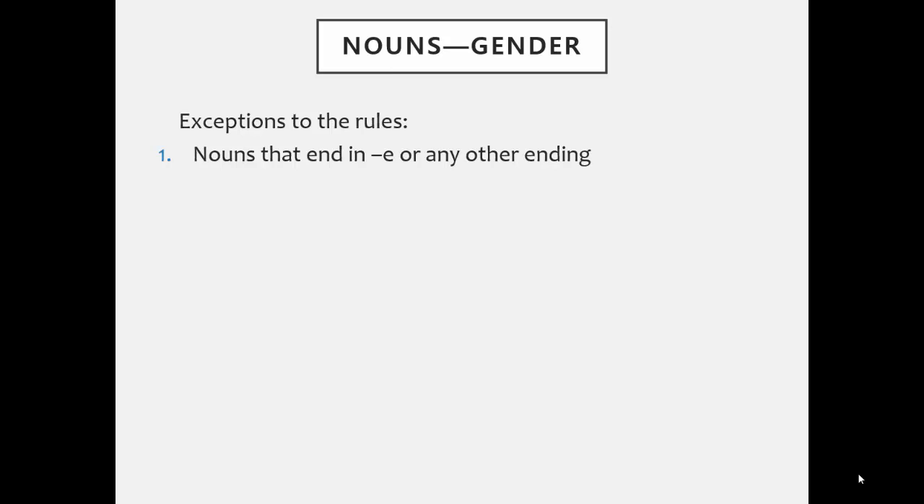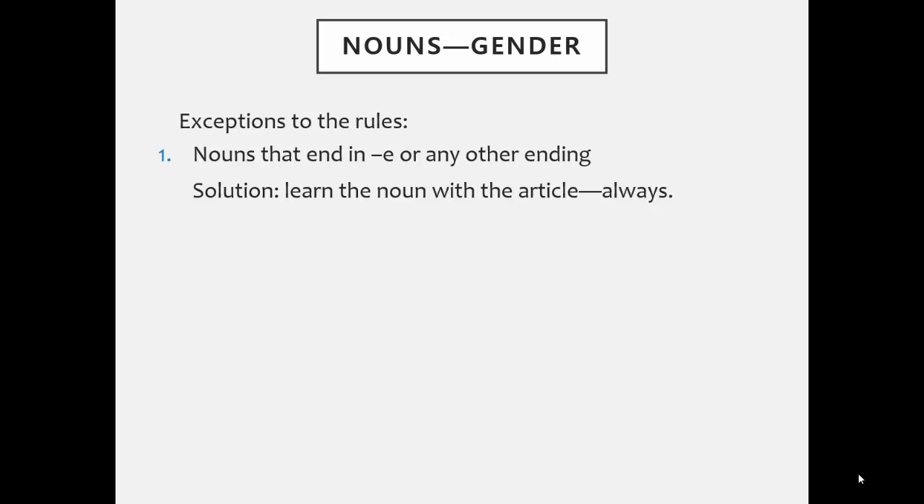First exception: there are a good number of nouns that end in e or in some other way other than what we saw before. They do not fit a pattern. Some are masculine, some are feminine. So, how do we remember their assigned gender? Well, whenever we learn new vocabulary, we always learn the noun and the article that goes with it, el or la, un or una. That way, we will always remember the gender, even if the word itself cannot tell us directly.